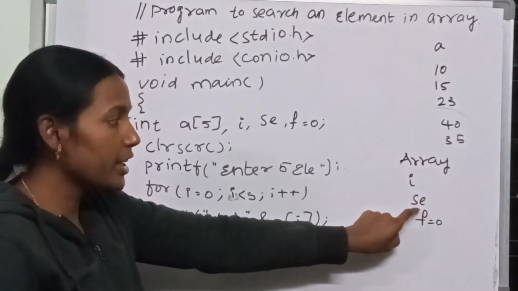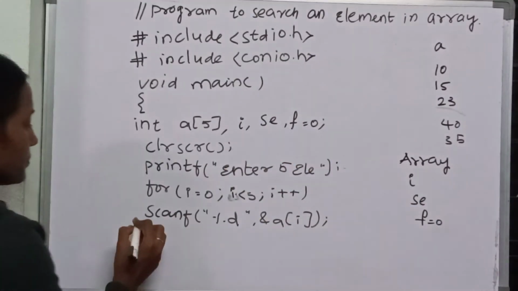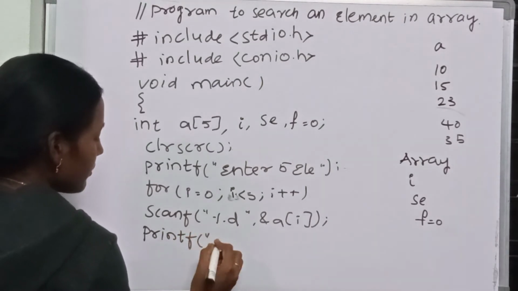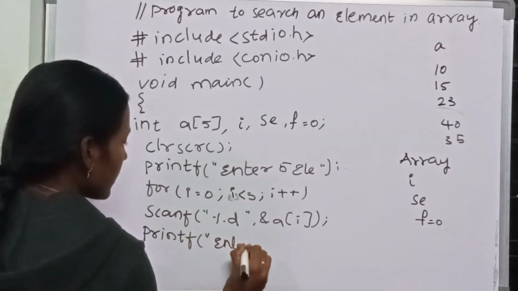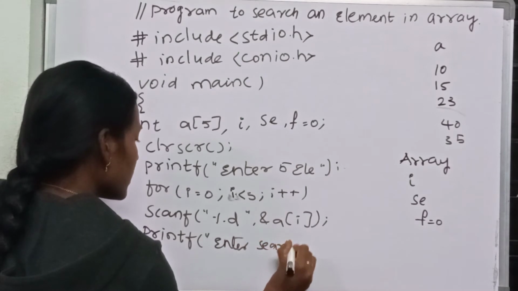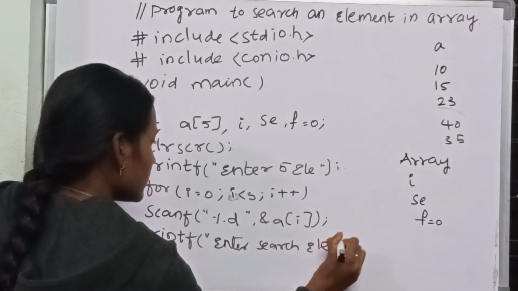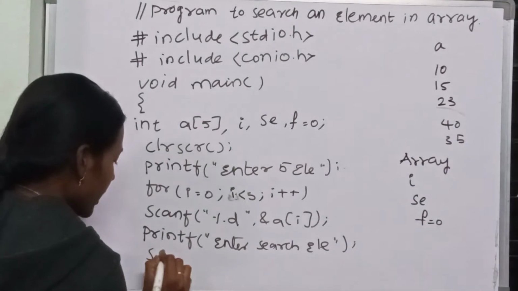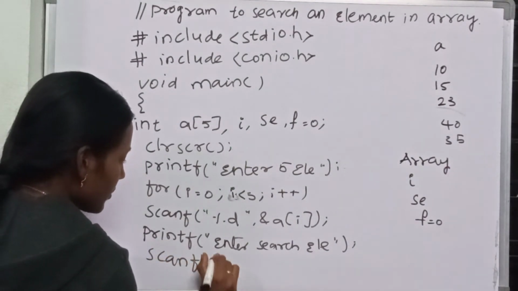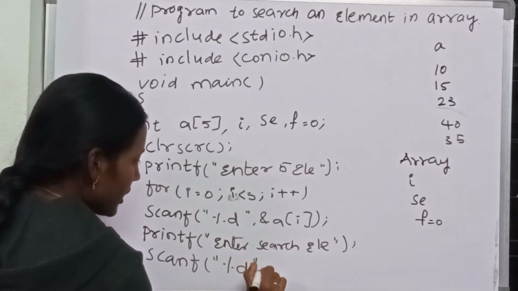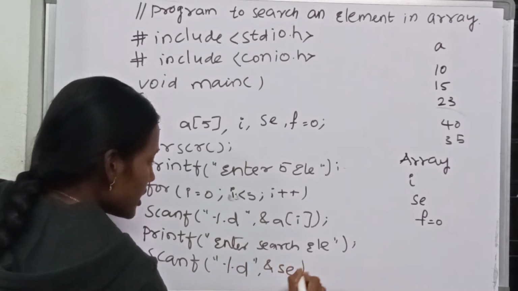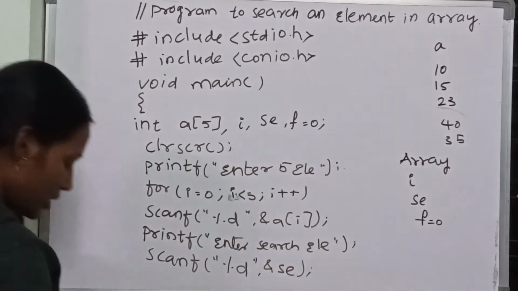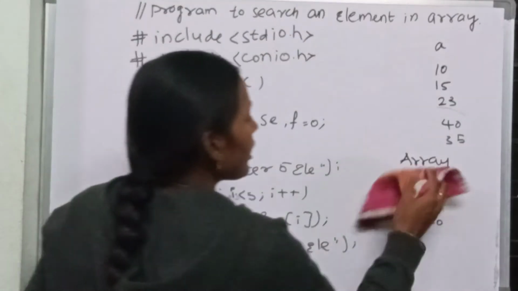What do we need now? We need a search variable. Printf enter search element. Now how many elements will the user enter? Only one, so we do not need any for loop. Scanf percent d, then ampersand of se. That means the search element is stored in the variable se. Right? Now we will write the logic of the program.